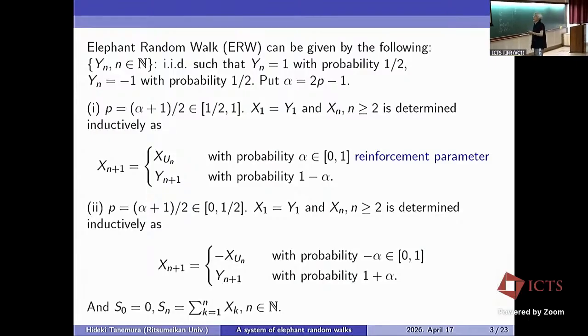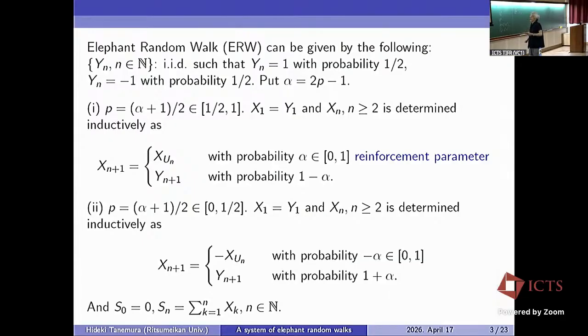And if you choose this one, it depends on the previous movement. If there are many pluses, the process wants to go +1.